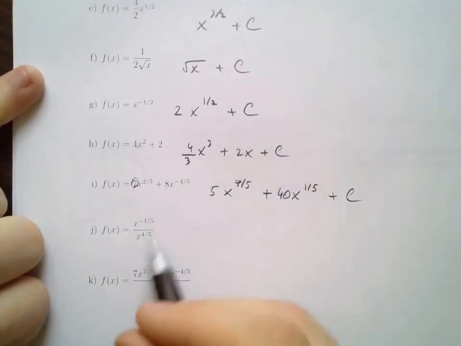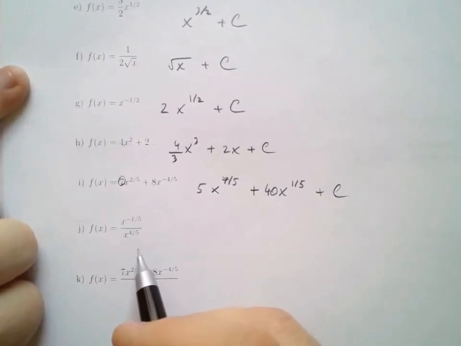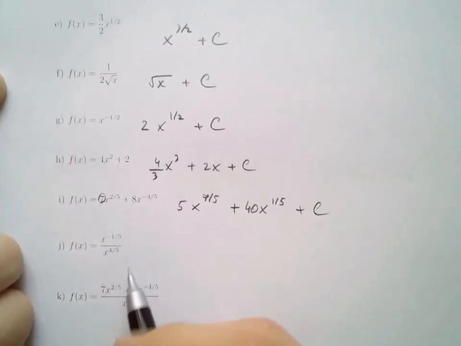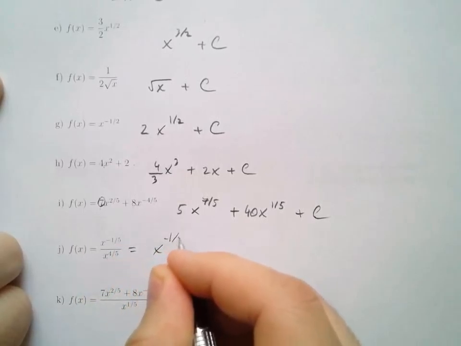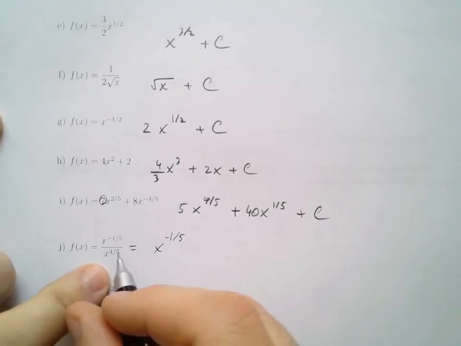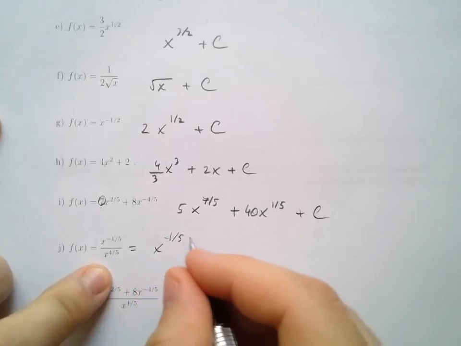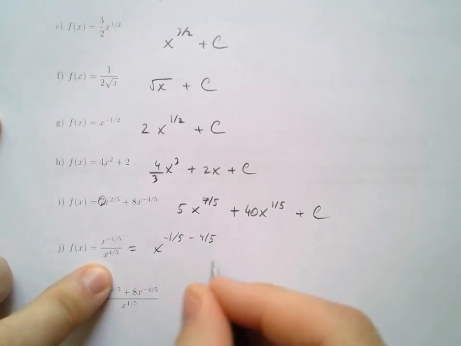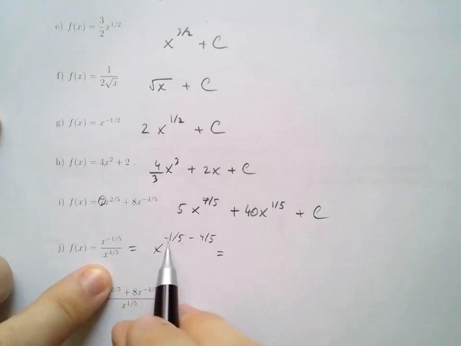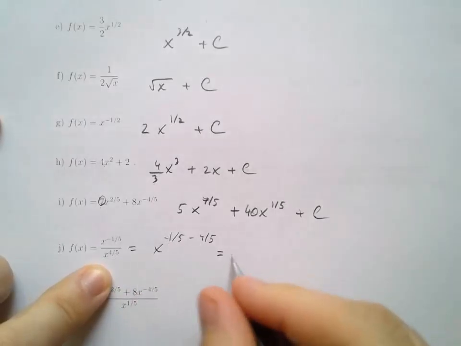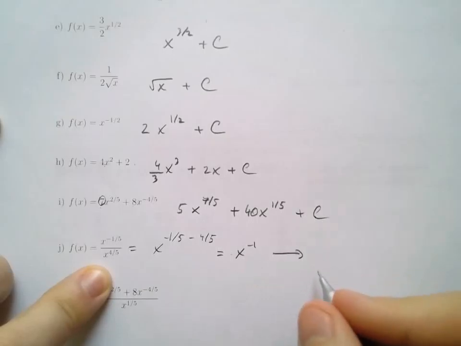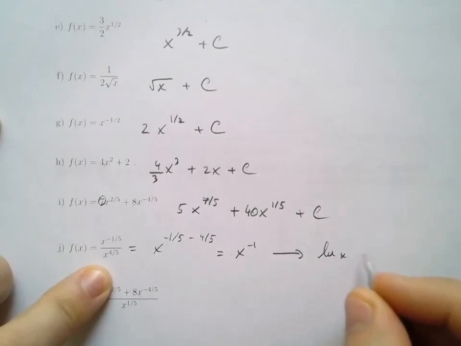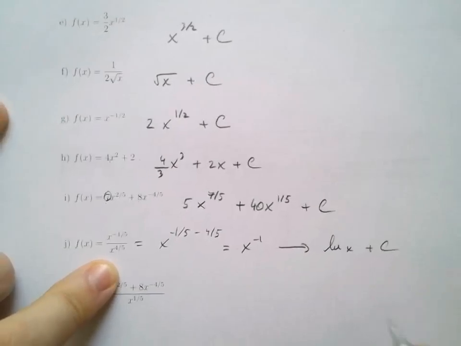Now here I have a rational function, and before I take the antiderivative, what I need to do is fix the exponents. So this is x to the minus 1/5, and since this is in a denominator, I have to subtract 4/5. But that's the same as, okay, 1/5 and 4/5, that's x to the minus 1. So its antiderivative is going to be just natural log x plus c.